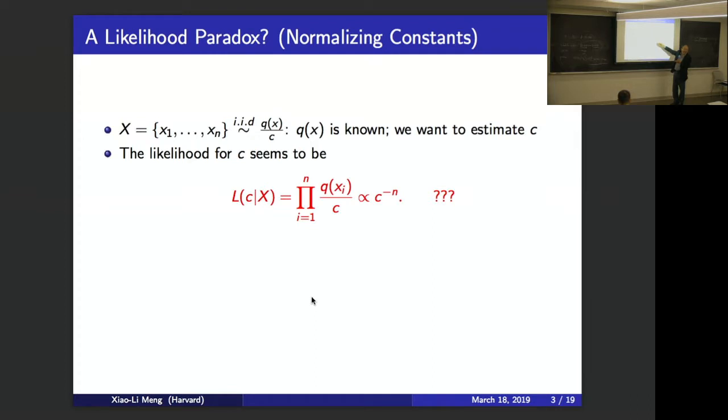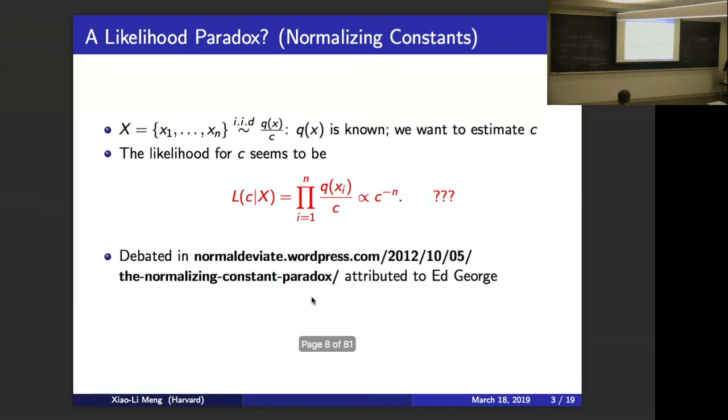There's no data now, there's just N, right? If you maximize this, C is 0. Okay? So what went wrong? And this was actually really puzzling. You can read, there was a blog written by Larry Wasserman, for the statisticians, you know who he is, he's also a great machine learning person now. So he wrote this whole thing, and he attributed it to Ed George, again for statisticians, you know who he is.